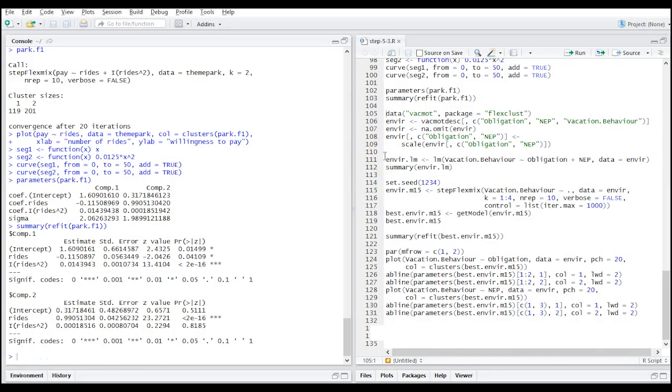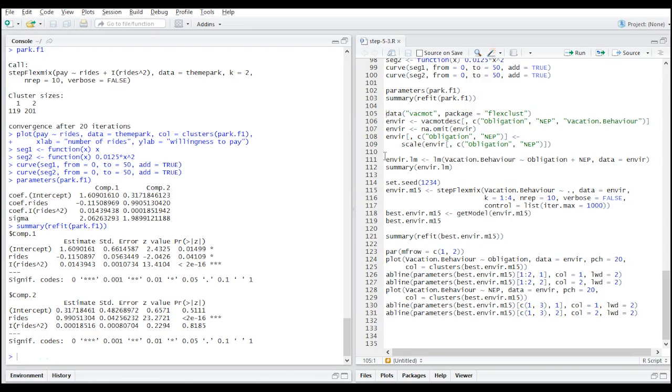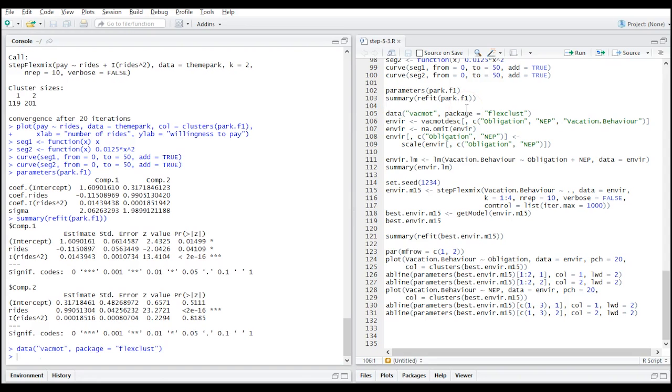Step 5.3, Model-Based Clustering, Mixtures of Regressions. Let's now also look at a dataset with real data. We are using the vacation motif dataset from package FlexClust, and we're using the metric data which is contained there, which is the moral obligation, the NEP score, and the vacation behavior score.